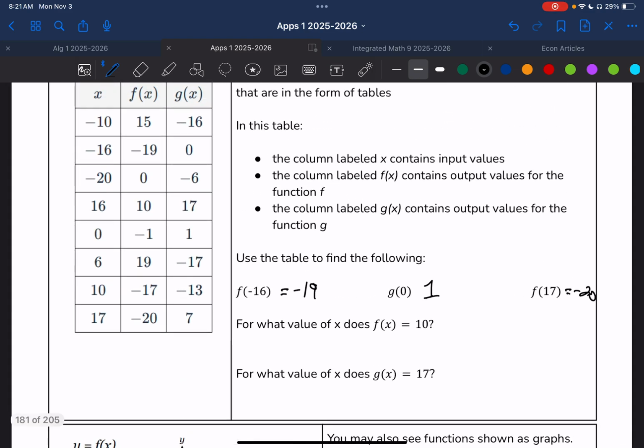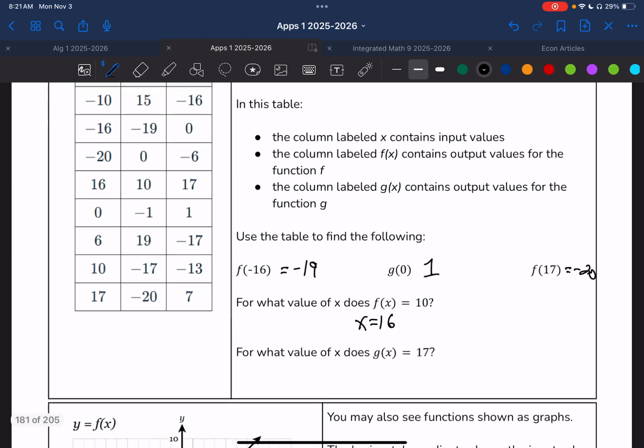And we can do this in reverse too. If we're saying for what value of x does f of x equal 10? Well, let's look at f of x. Right, here's a column that says f of x. F of x is 10 there. What is the value of x? Well, that happens when x equals 16.